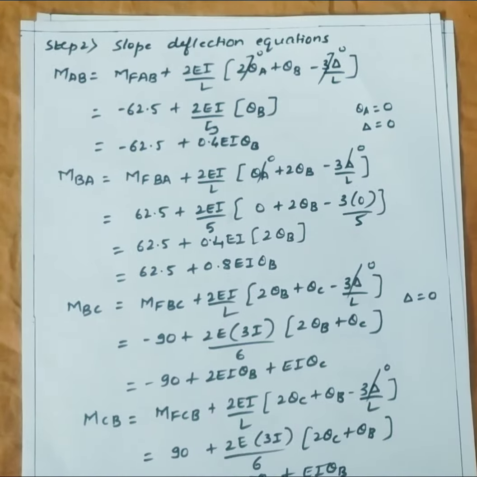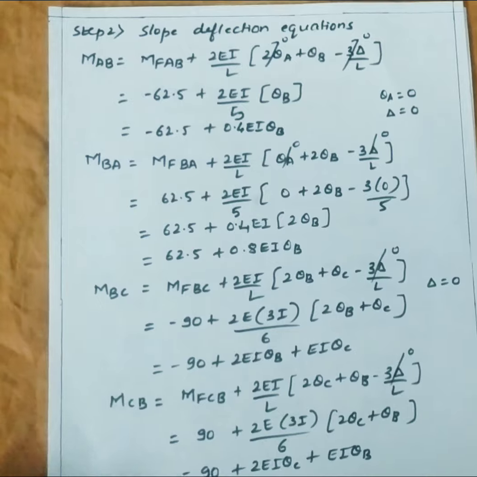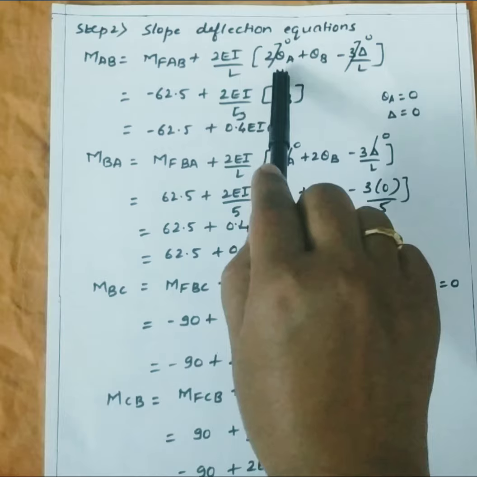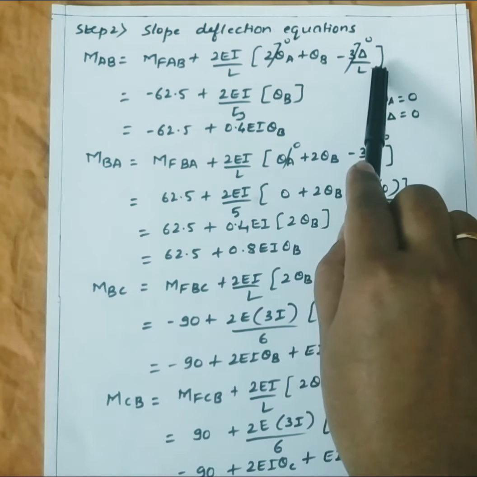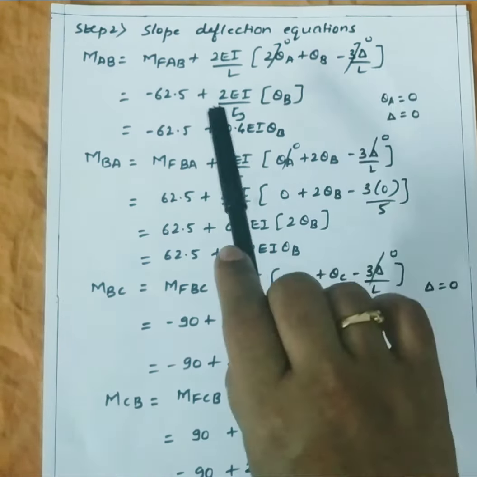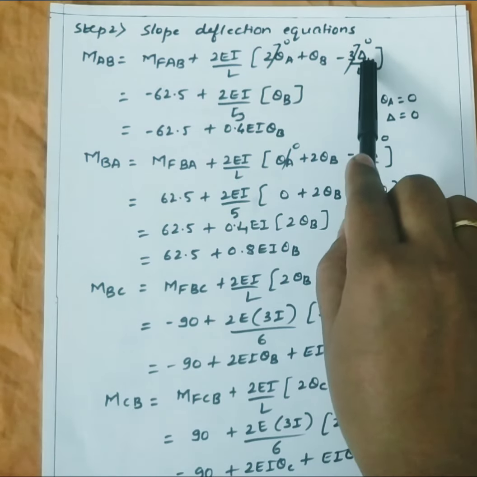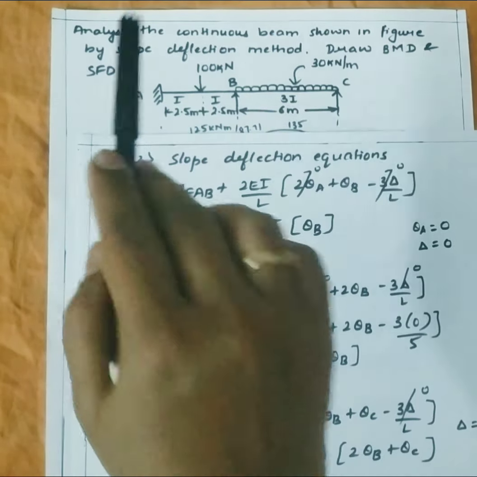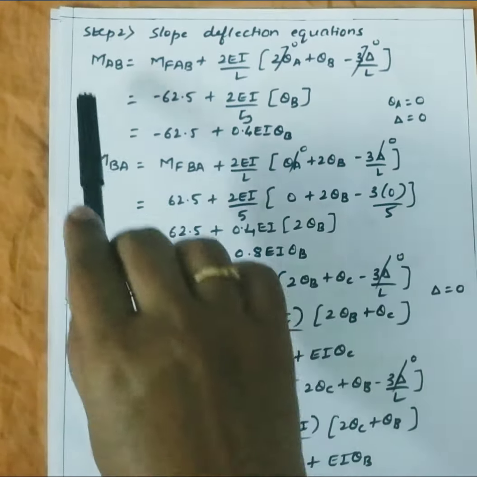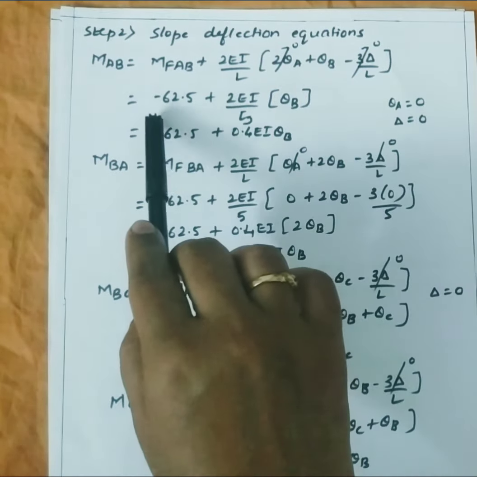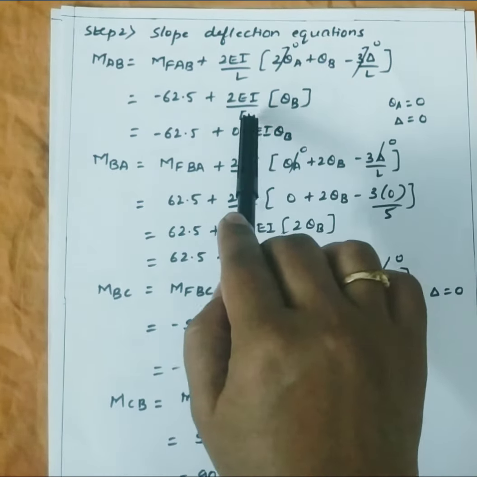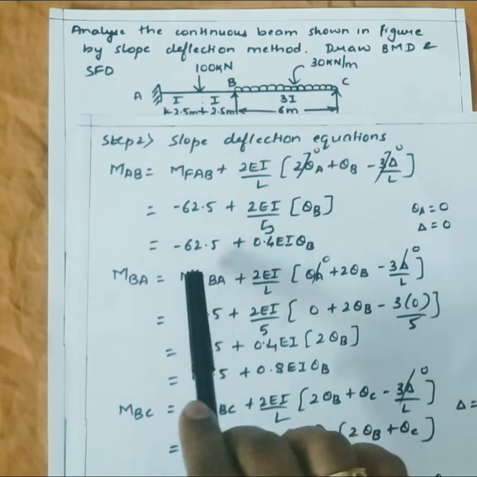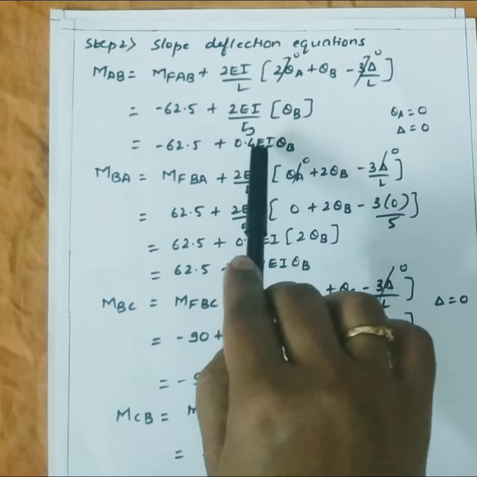Then the second step is we have to write the slope deflection equations. MAB equal to MFAB plus 2EI by L, 2 theta A plus theta B minus 3 delta by L. There is no sinking, settlement or yielding of the support, therefore delta is 0. And here A is a fixed end, so theta A is 0. Okay, so we get MAB equal to, substituting here, minus 62.5 plus 2EI by span, which is 5 meters, into theta B, so minus 62.5 plus 0.4 EI theta B.